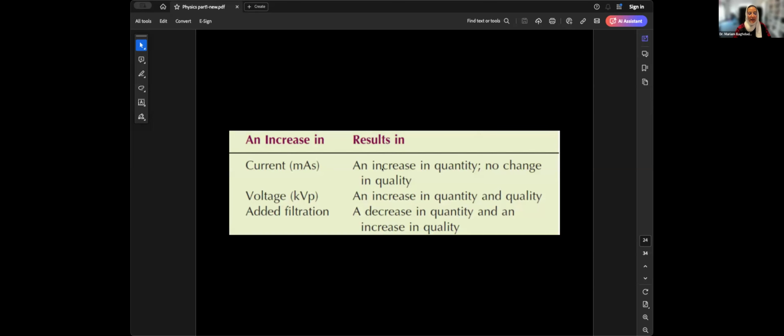The current MA, MAS, the current and the time زي ما قلنا إحنا دائما مع بعض current و time ما ينفع نتكلم على واحد غير الثاني. All right؟ لأنه لازم واحد يتثبت وواحد يتغير. أو نزود الاثنين أو نقلل الاثنين فلازم مع بعض. So current MAS milliamperage per second, an increase in quantity and no change in quality.